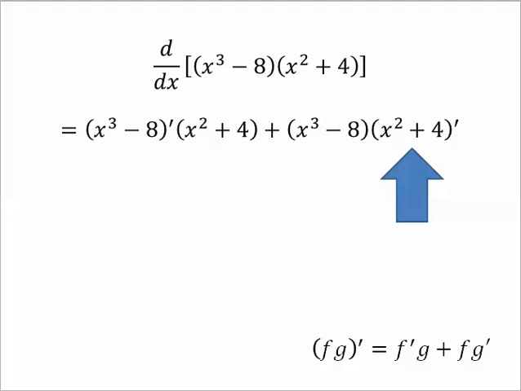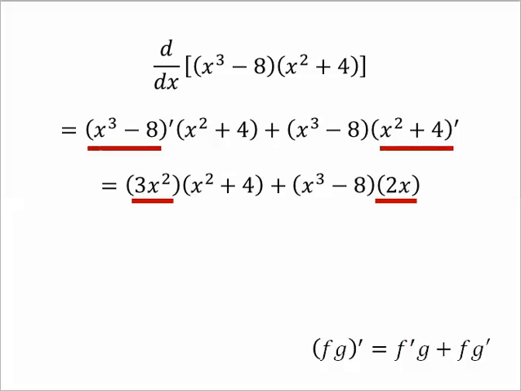Next, find the derivative of these pieces. The derivative of x to the third minus 8 is 3x squared, and the derivative of x squared plus 4 is 2x. In order to clean it up, we need to do some algebra. So distribute the 3x squared and distribute the 2x.